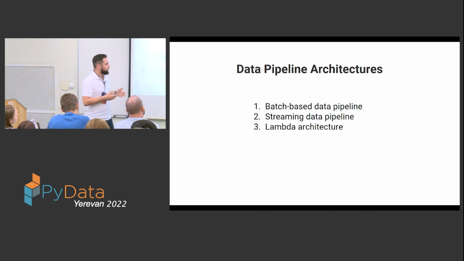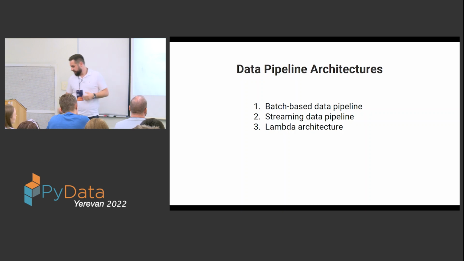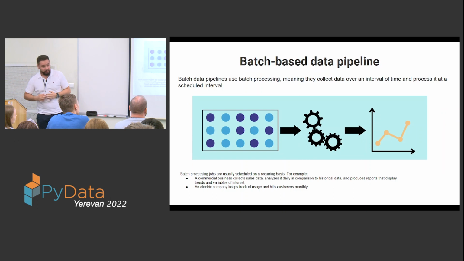During my presentation, I want to talk about 3 types of data pipeline architectures. First one is batch-based data pipeline. Second one, streaming data pipeline. And third one is Lambda architecture. Let's talk about each one briefly and see what the difference is.